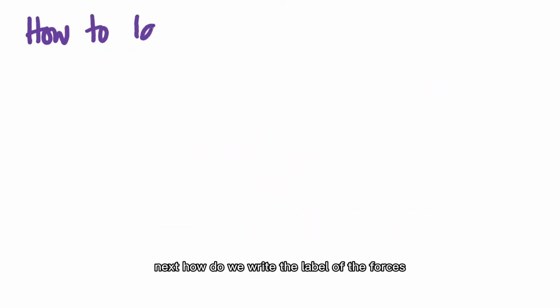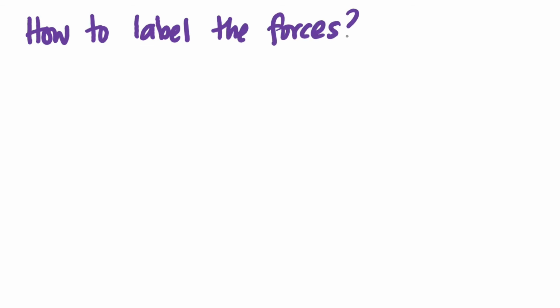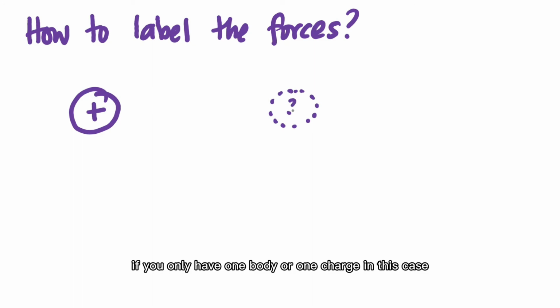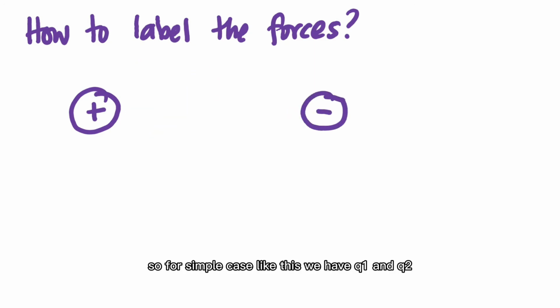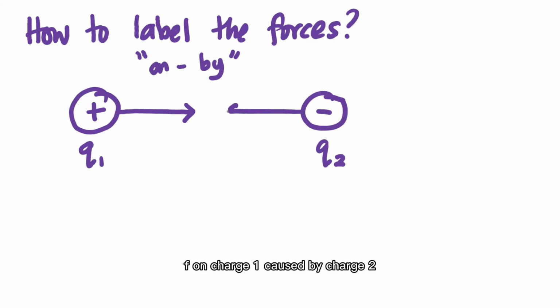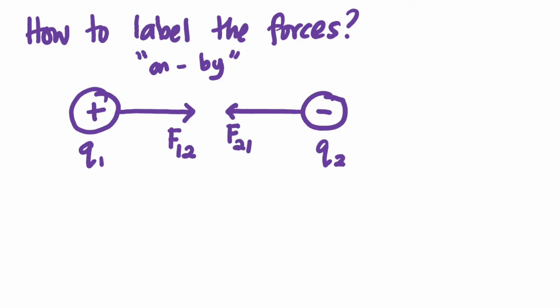Next, how do we write the label of the forces? Remember this, force is impossible to be produced if you only have one body or one charge in this case. So for a simple case like this, we have Q1 and Q2. We're going to use the on-by principle. Force felt by Q1 is F on charge 1 caused by charge 2, F12. And force felt by Q2 is F on 2 by 1.